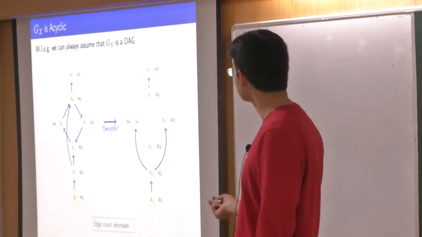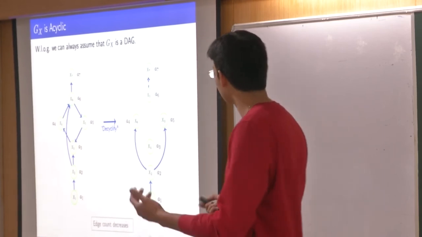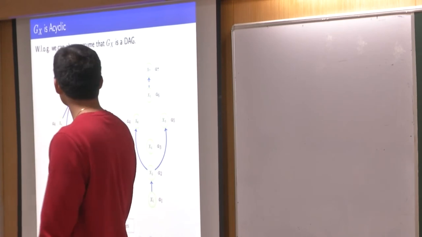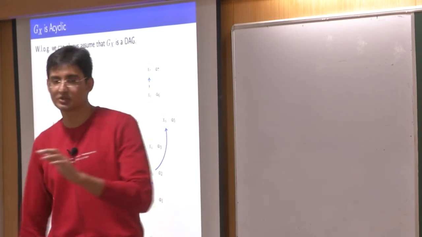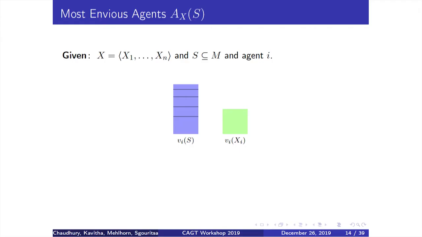In particular, you don't change the allocation. The partition remains the same. You just change the ownership. So you can call it somehow a permutation of the first partition. So for the rest of the talk, whenever I am talking about an NV graph, I will always be talking about an acyclic NV graph.